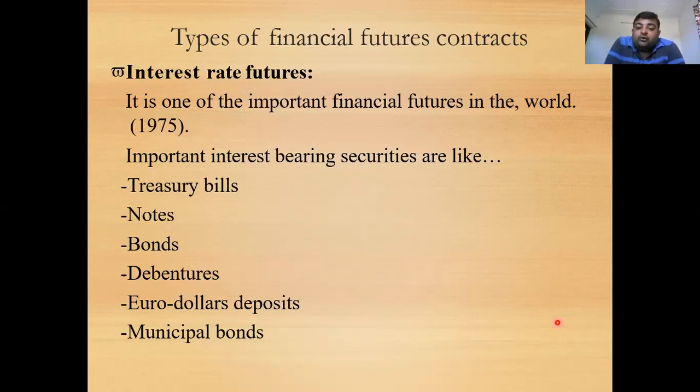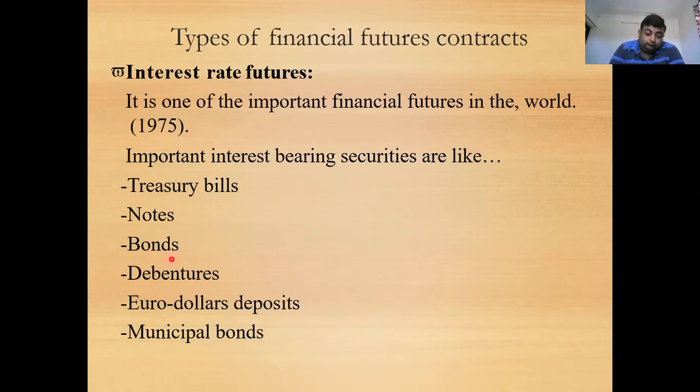So the examples of interest rate futures are various interest bearing securities. For example, treasury bills, which are generally issued by the government. Next are notes. Again, this means financial notes. It does not mean currency notes, it means financial notes or promissory notes. Next, bonds. As we know, bonds are issued by various governments and government instruments. Next is debentures. Debentures of government companies are also known as government bonds.